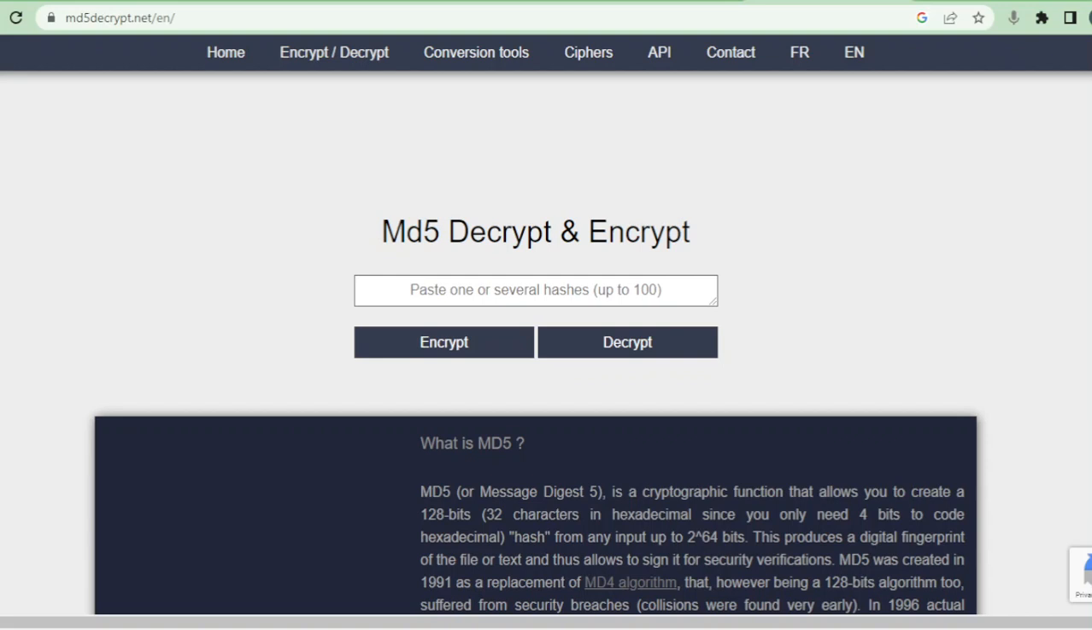So what is MD5? MD5, or Message Digest 5, is a cryptographic function that allows you to create a 128-bit hash, that is 32 characters in hexadecimal, since you only need 4 bits to code a hexadecimal character, from any input up to 2 to the power 64 bits. This produces a digital fingerprint of the file or text and thus allows you to sign it for security verification.